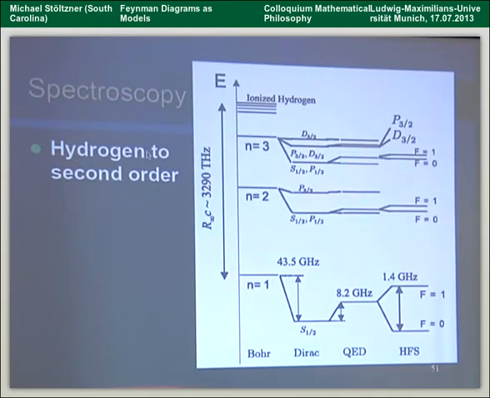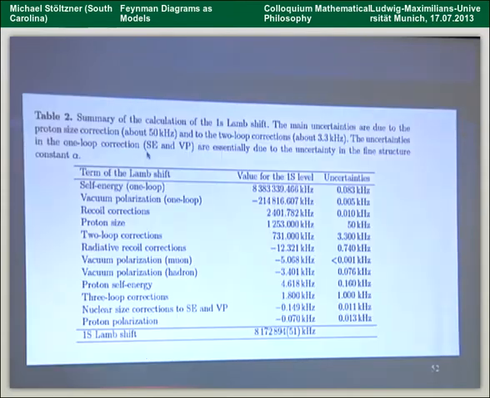Okay, now how spectroscopists talk. Yeah, they tell you, well, here's sort of Bohr's model, then there's Dirac, there's quantum electrodynamics, and here we have further splitting of levels. And here the next order comes. And that's how they talk, yeah?